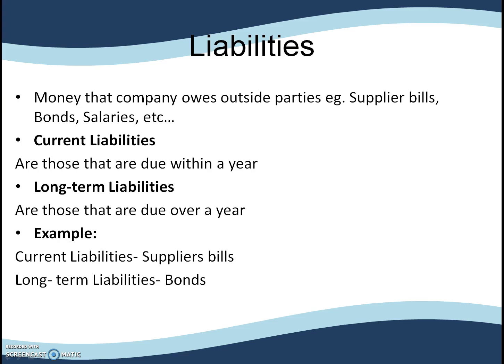So we have your current liabilities and your long-term liabilities. Your current liabilities are those that are due within a year, and your long-term liabilities are those that are due over a year. An example of both liabilities: for a current liability, it would be your supplier's bill. For a long-term liability, it would be the bonds of the house.